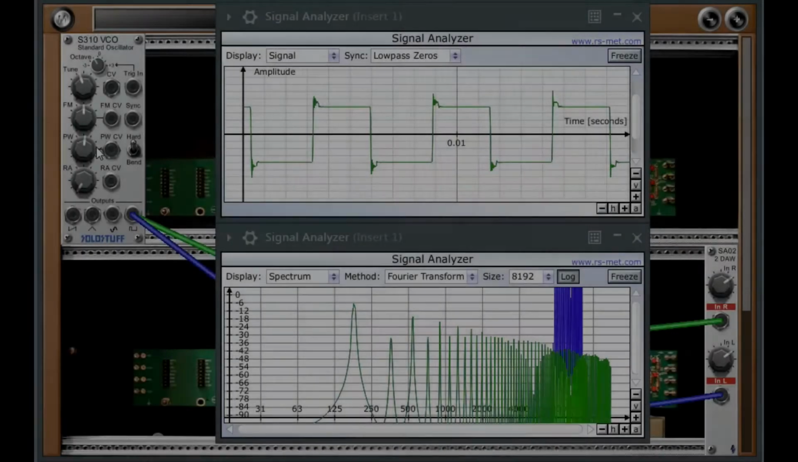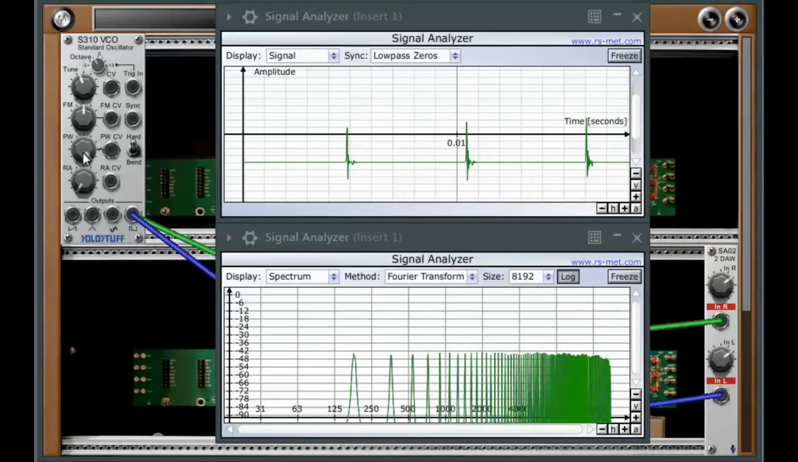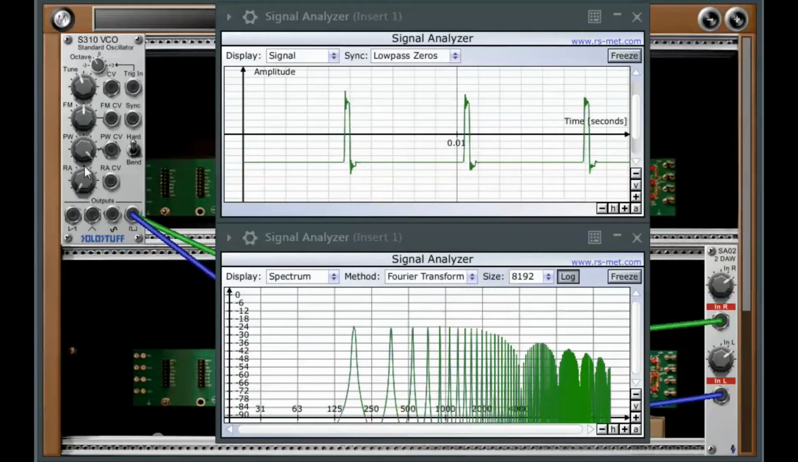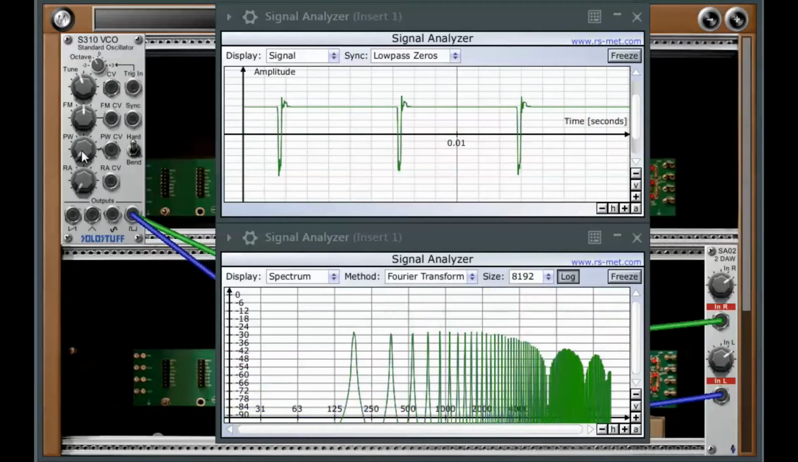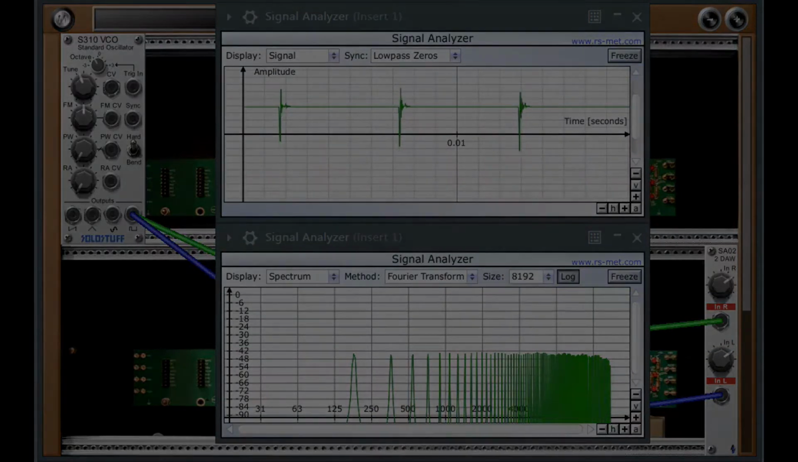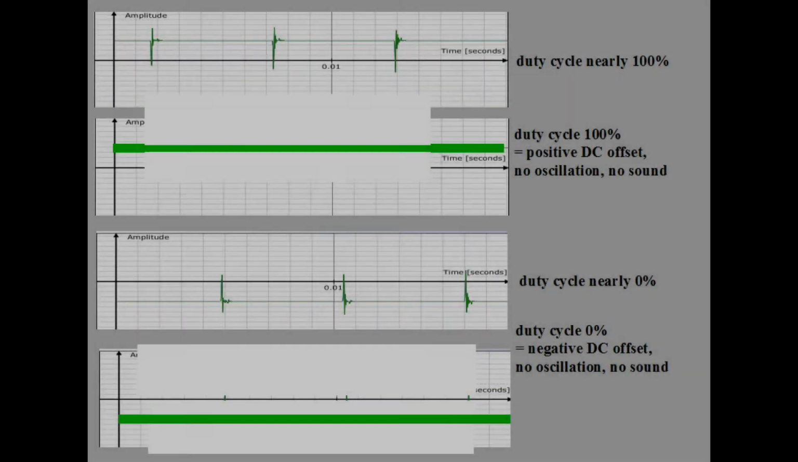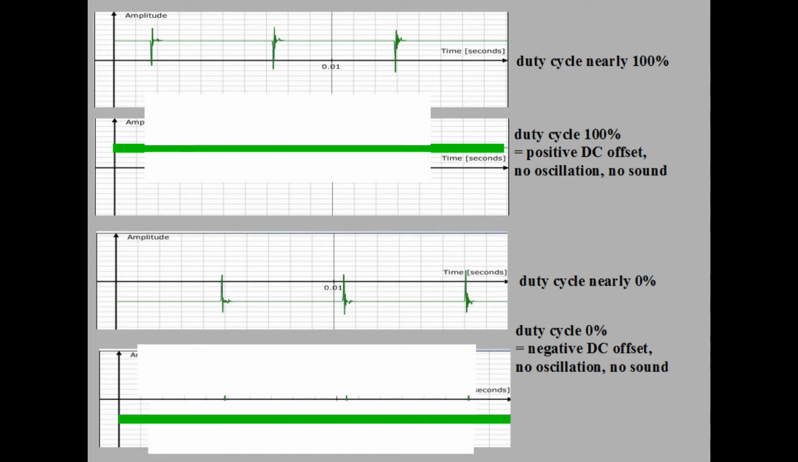Well, let me return to Earth and to the functionality of the S310 GCO. We don't get a duty cycle of 0% or of 100%. Well, it wouldn't even make sense, because this would mean no sound at all, but a simple DC offset, direct current offset, direct voltage offset, better said, of plus or minus the maximum amplitude of the pulse wave.